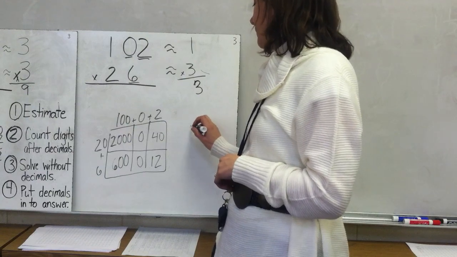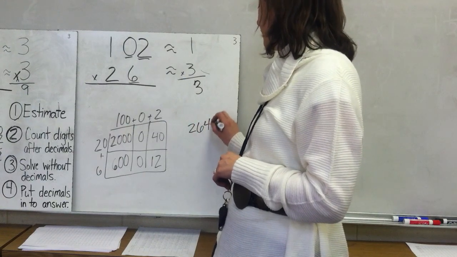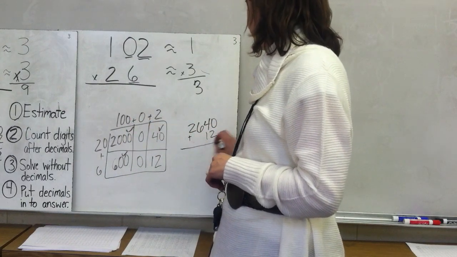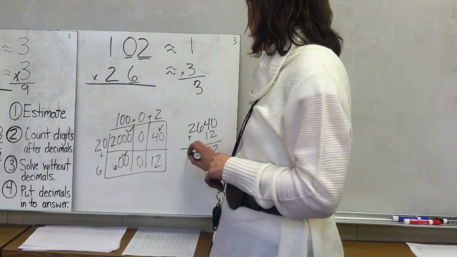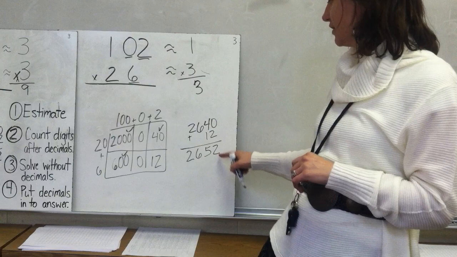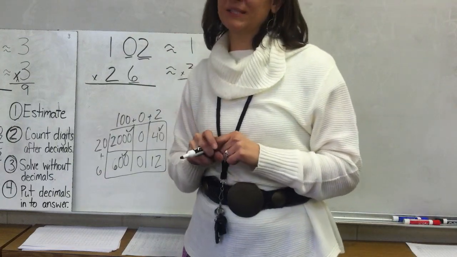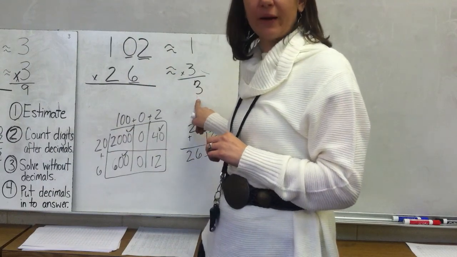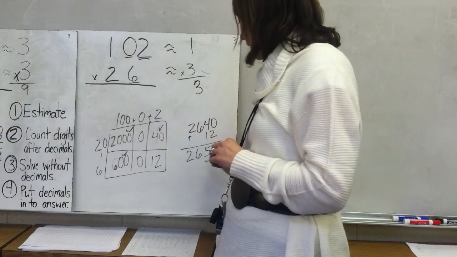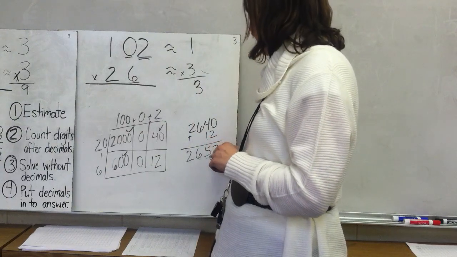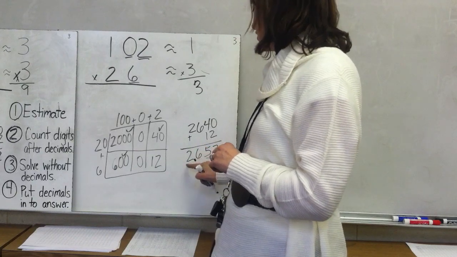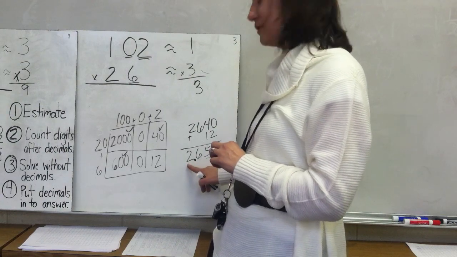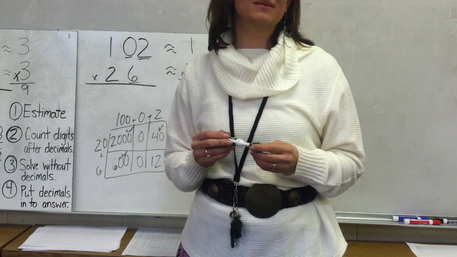When we add all these up, we'd get 2,640, 2,640 plus 12. That would give us 2,652. But remember, we have to find a place to put the decimal. Where would we put the decimal that would be closest to 3? Hopefully you remember that we needed 3 spaces after the decimal, and we put it here. Is 2 and 6/10, or excuse me, 2 and 652 thousandths close to 3? It is. That's the answer that makes the most sense.